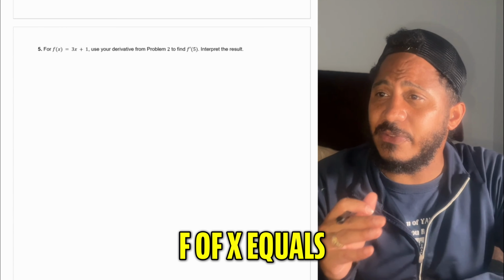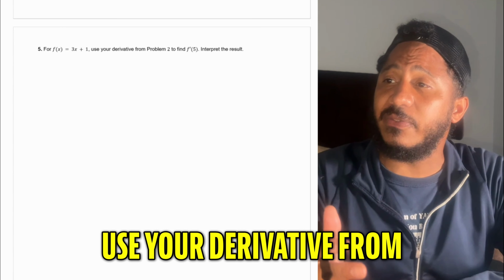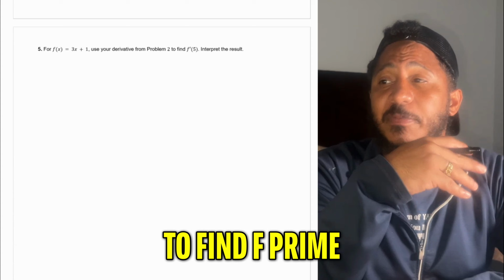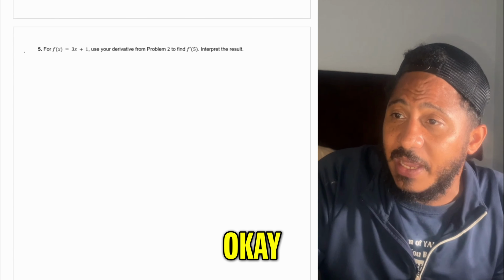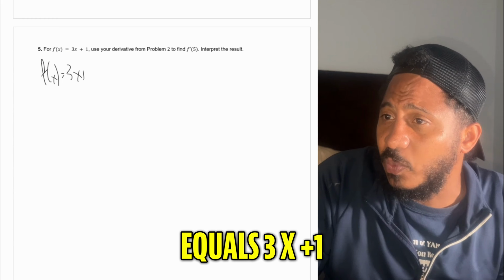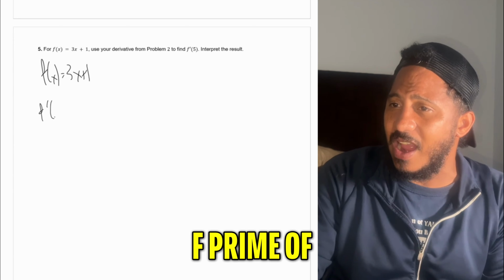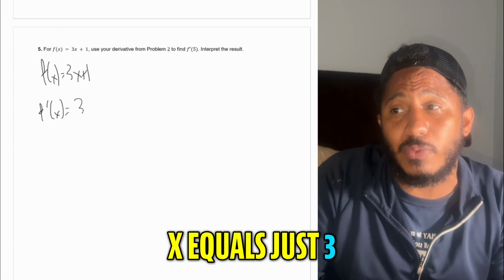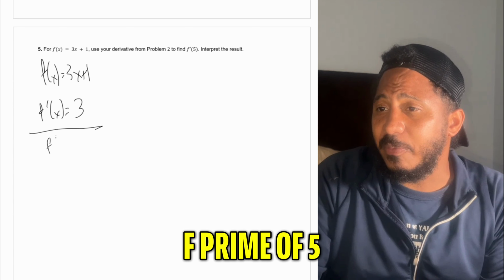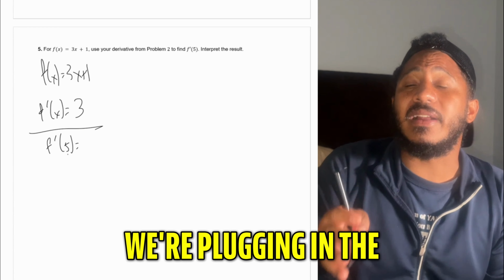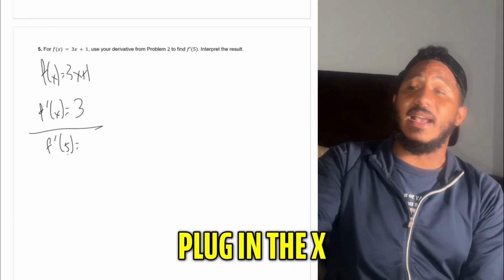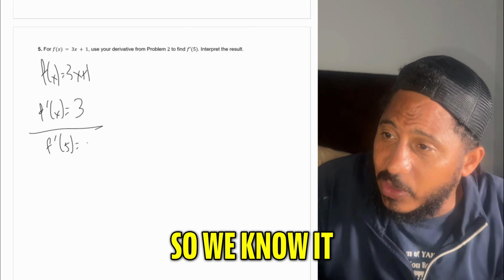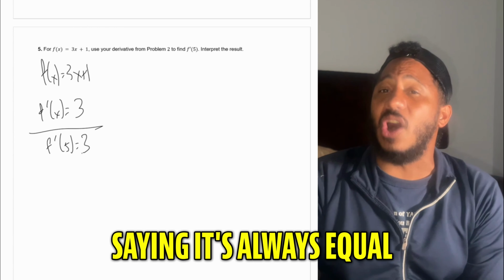All right, so this says for f of x equals 3x plus 1, use your derivative from problem 2 to find f prime of 5 and interpret that result. Let's see what we got. From problem 2, if f of x equals 3x plus 1, we said earlier that f prime of x equals just 3. And so how do I find f prime of 5? We're plugging in the value 5 for every x. Now, there is nowhere to plug in the 5, so it just equals, it's always equal to 3.